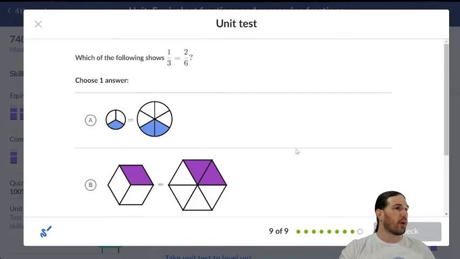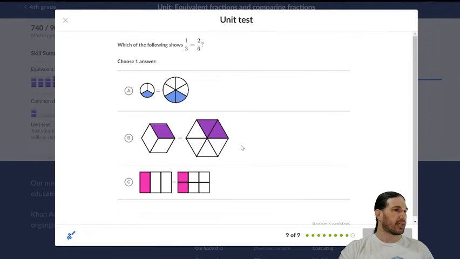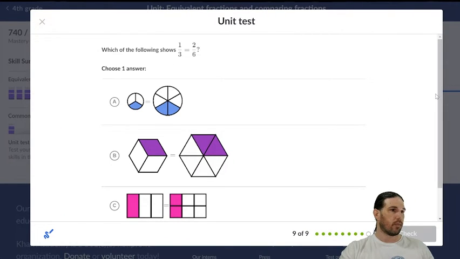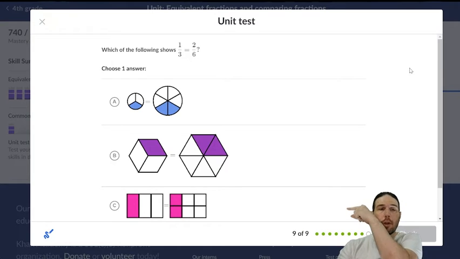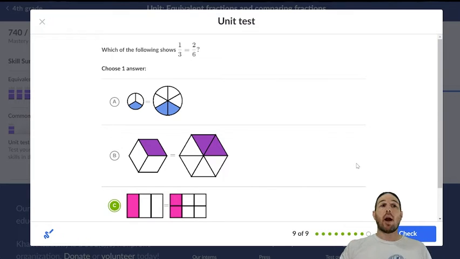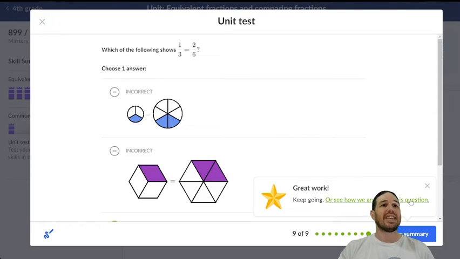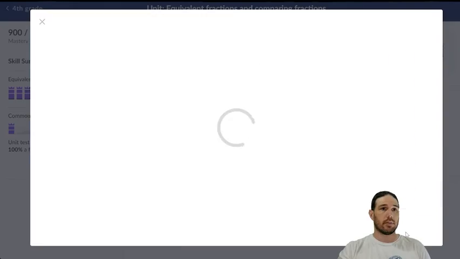Last question. Which one of the following shows that 1/3 is equal to 2/6? Well, all of these show going from 6 pieces that are equal to 3 pieces that are equal, but only this pink one down here has 2 objects that were the same size to start with. And that is the unit test on comparing fractions and denominators.